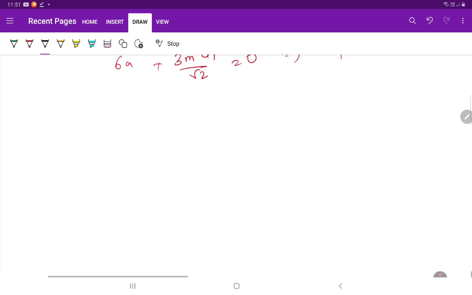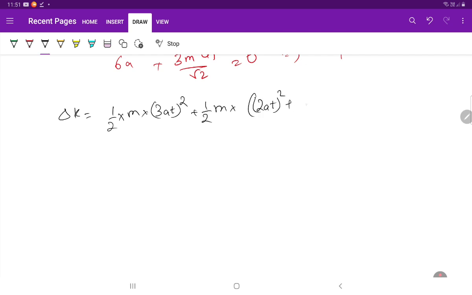Now what will be the change in kinetic energy? Delta K will be half into m into 3at whole square plus half into m into 2at whole square plus half into m into at whole square plus half into 4m into at whole square. Now calculating it, you will get it to be 9m a square t square, right? So this is the change in kinetic energy, and this change in kinetic energy is produced due to the change in gravitational potential energy.